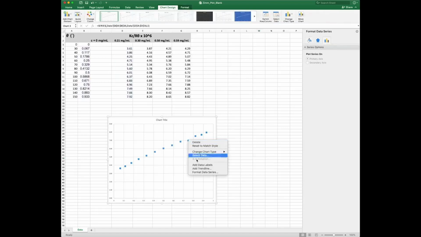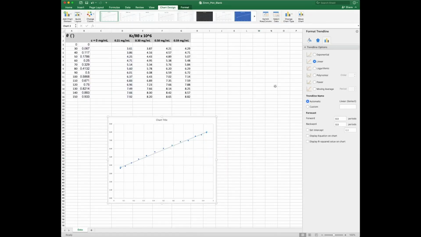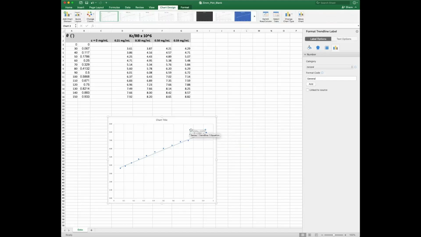And so I'm just going to click on this. I'm going to add a trend line because we're going to want to fit it. And it's going to be a linear fit. I want to display the equation on the chart. And we can display the r² value if we really want. But notice what this means. I know this is kind of hard to see here.